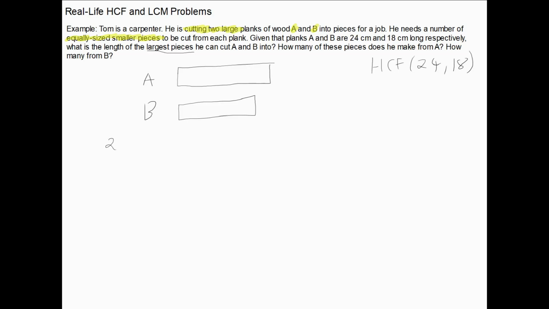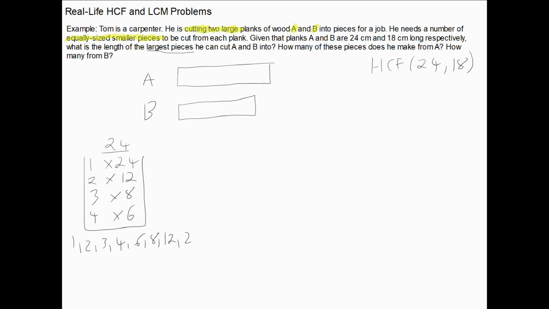To do this, we list the factors of 24, using our horseshoe method: 1 times 24, 2 times 12, 3 times 8, 4 times 6, 5 doesn't go, and then 6 is a repeat, so we're finished. So we have 1, 2, 3, 4, 6, 8, 12, and 24.